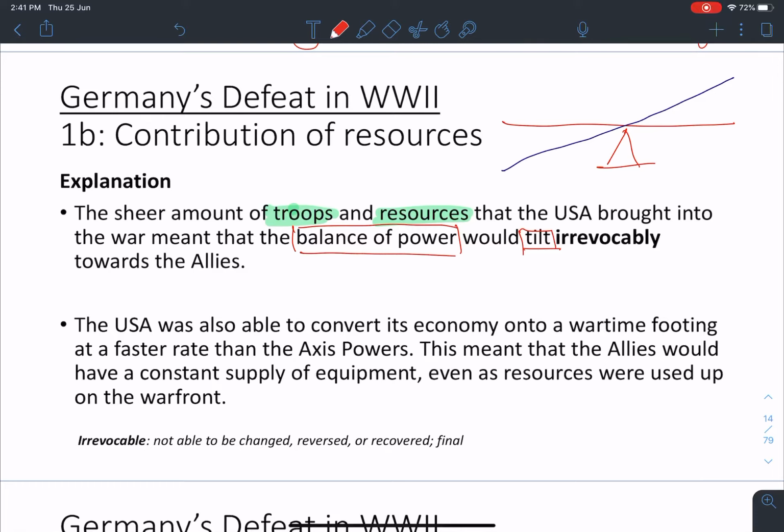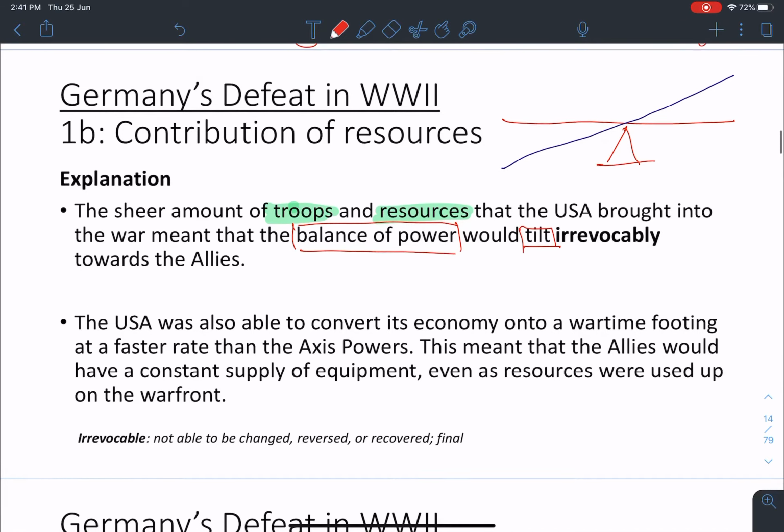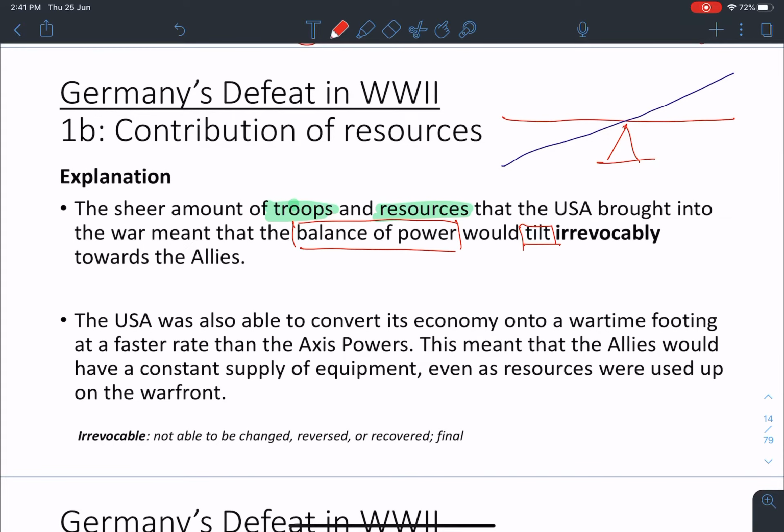Now, if you look at the second point after you have read it, I'm going to point out one important thing. It says that the US was able to convert the wartime economy at a faster rate. Why is this important? Because if you think about it, everybody is on a wartime economy. However, because I can shift my economy so fast, I can make more than you can. War is essentially a competition of resources, right?